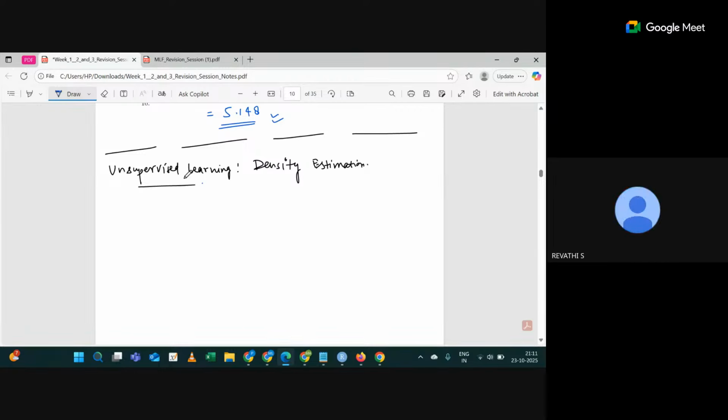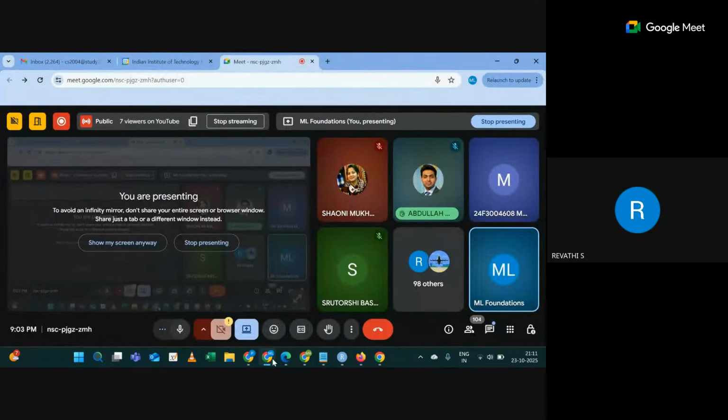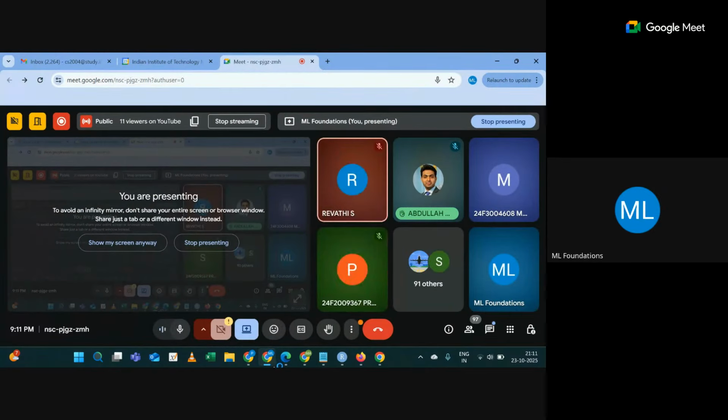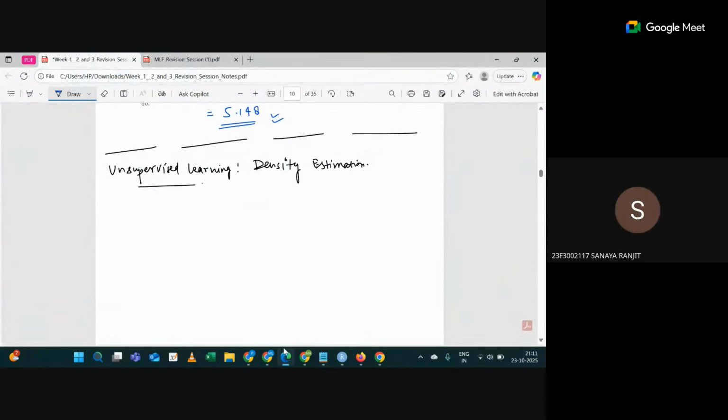Okay, so basically, the density estimation, if you go with the word, go ahead. To find the region in which most of the data points lie. Yeah, correct. Anybody else? Where data points are most concentrated and where they are rare in a data set.